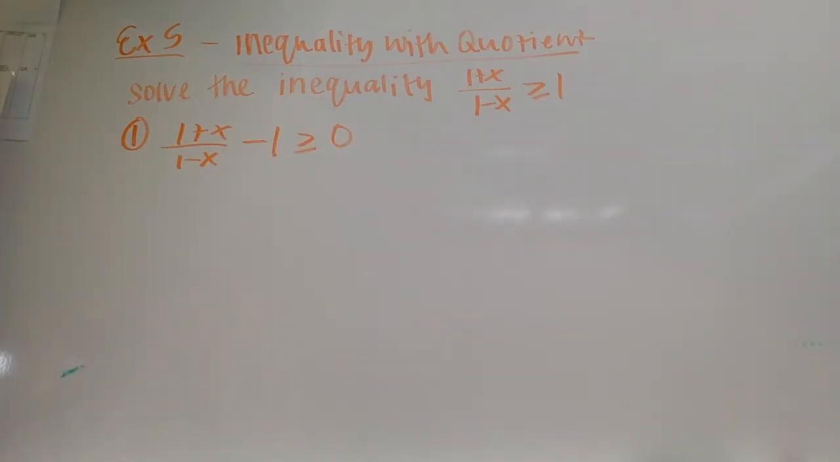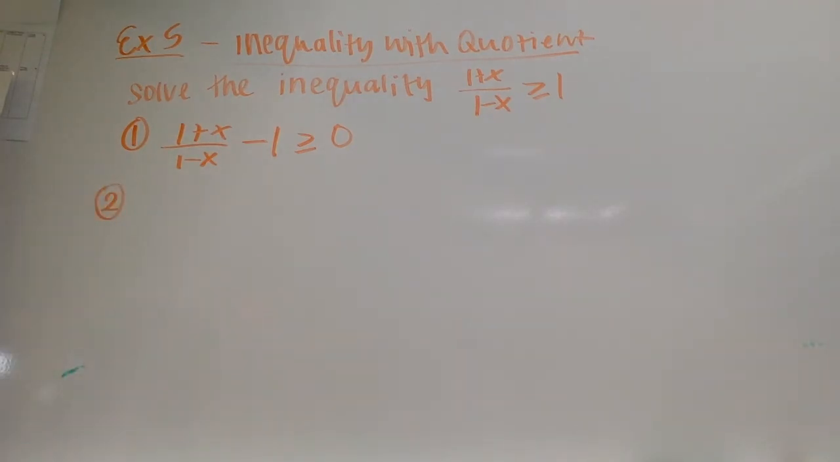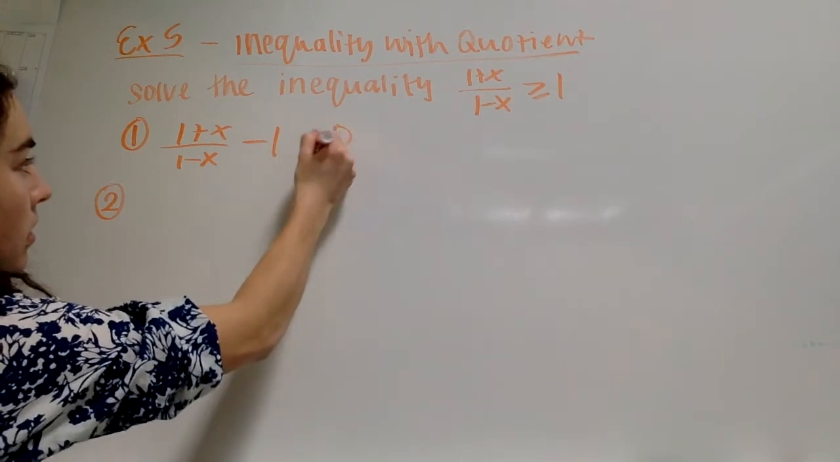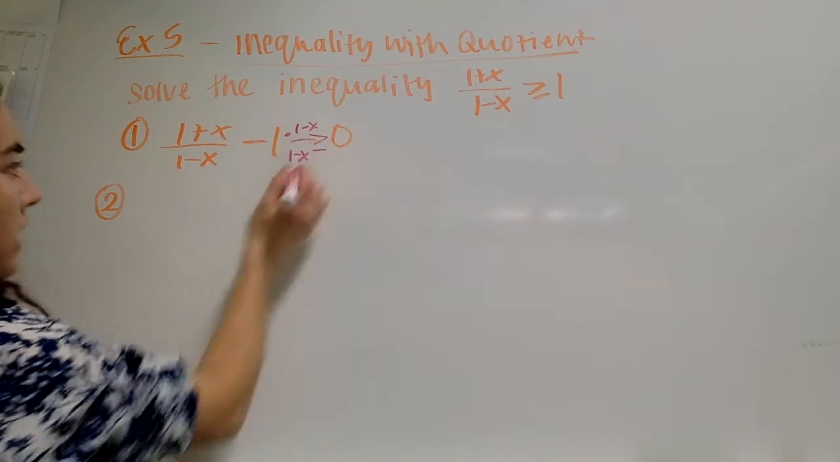And now we have to factor and simplify, so that's step 2. So I'm going to multiply this 1 times 1 minus x on the top and 1 minus x on the bottom.